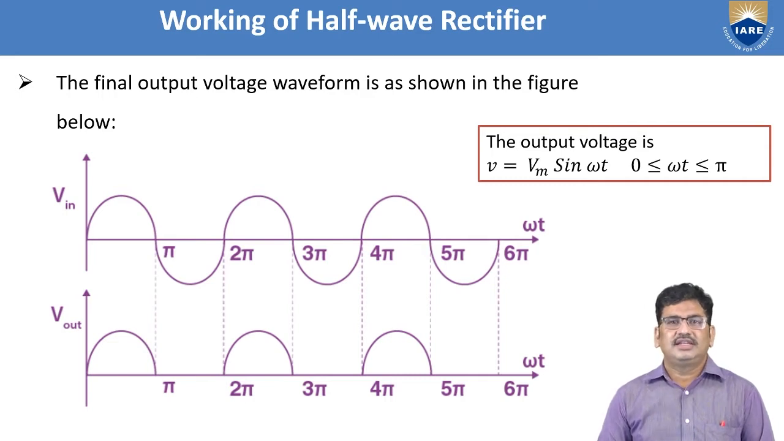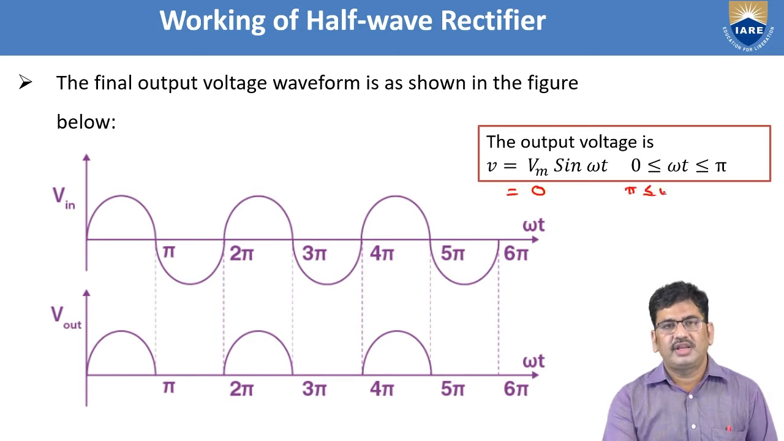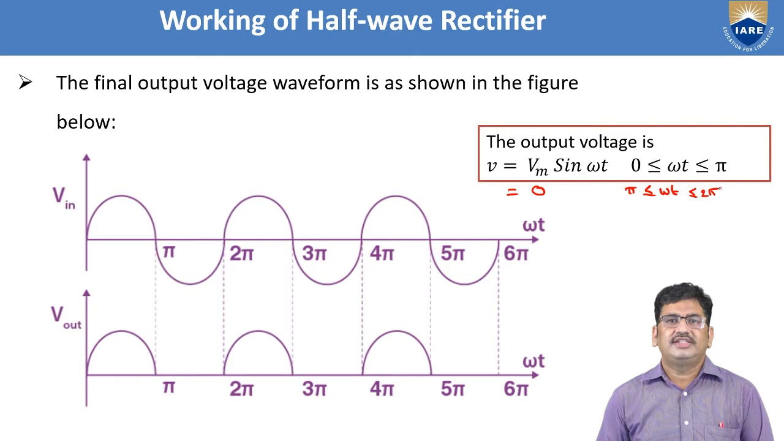The output voltage is expressed as V is equivalent to Vm sine omega t in the interval 0 to pi. That is, 0 less than or equal to omega t less than or equal to pi. Whereas V is equivalent to 0 for pi less than or equal to omega t less than or equal to 2 pi. This is the output voltage expression. V is given as Vm sin omega t, where omega t takes the values from 0 to pi, and the output voltage V is equivalent to 0 when omega t takes the values from pi to 2 pi.